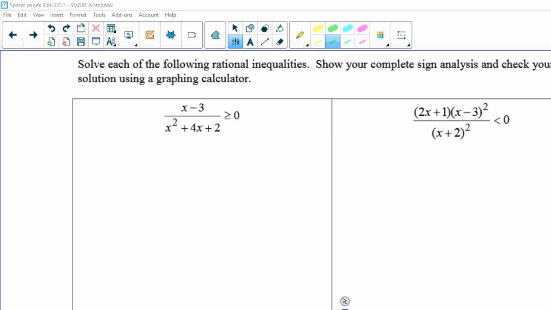Factor the top one. Now, remember, the goal is when is the numerator equal to 0 and when is the denominator equal to 0. Those are going to be our critical numbers. When is that numerator equal to 0? When x is 3. So 3 is one of our critical numbers.